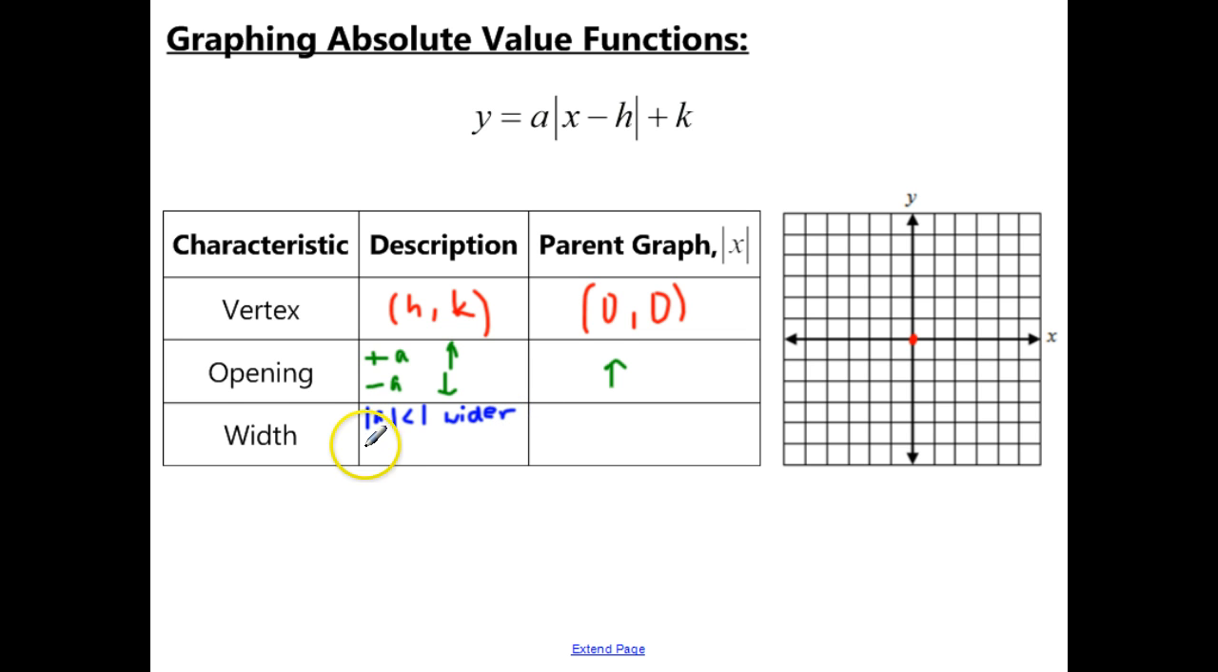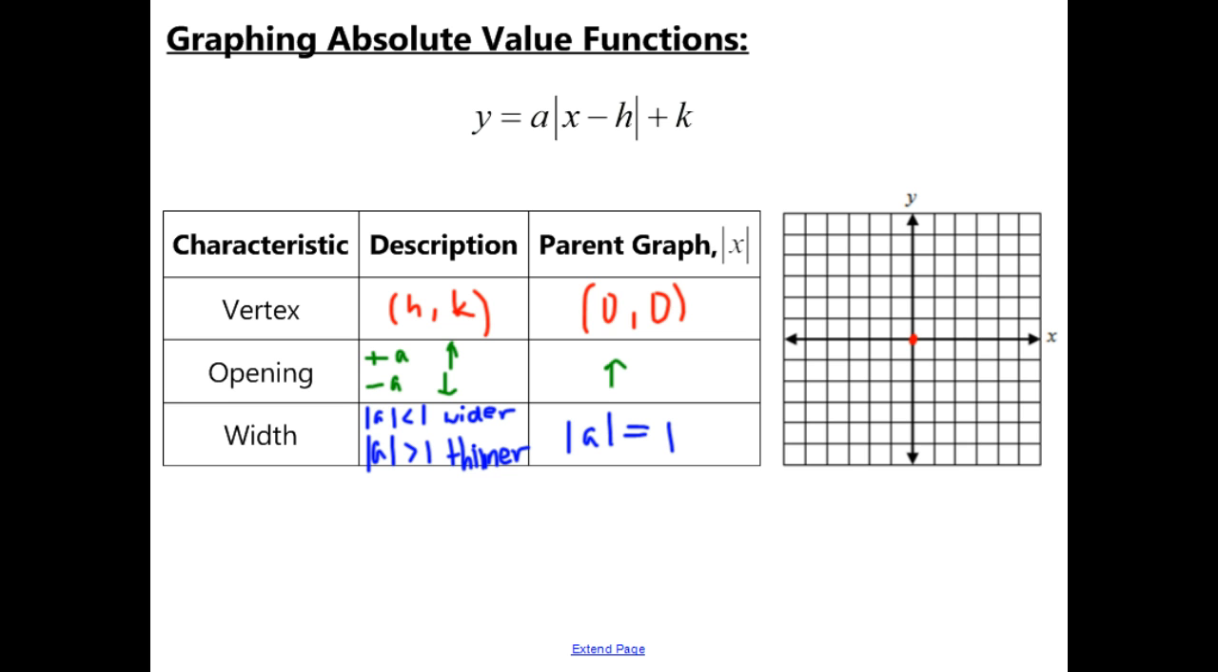This is just a hint. And then if the absolute value of A is greater than 1, this is going to be thinner. Okay. So on the parent graph, the absolute value of A actually equals 1. So I'm going to show you what that looks like.